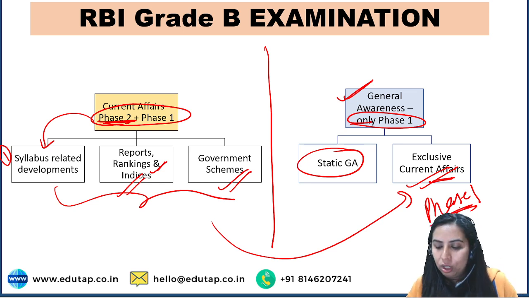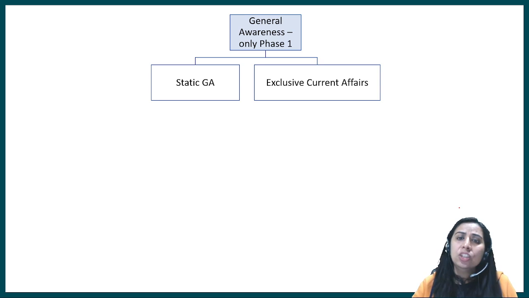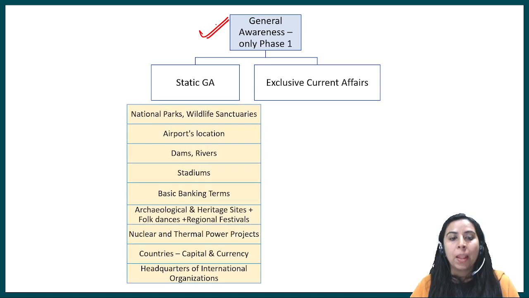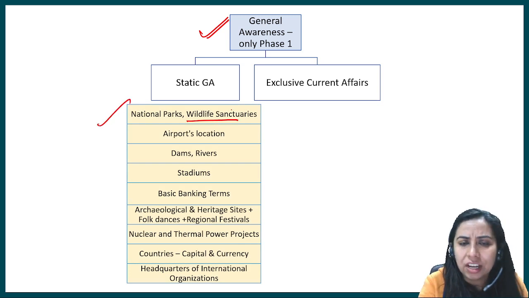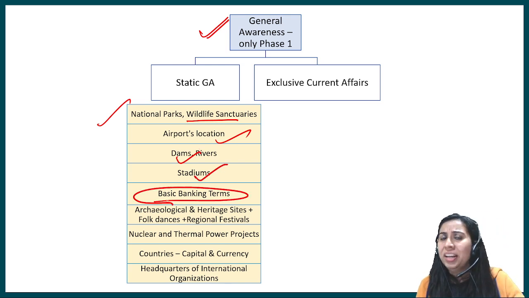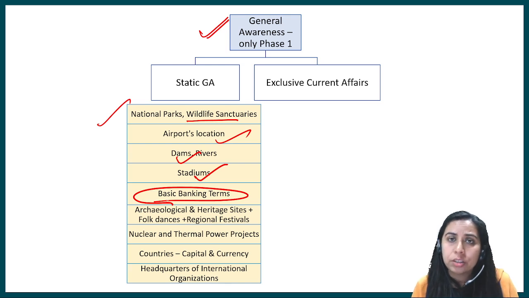Now I'll tell you a little more detail. Let's talk about your exclusive GA only, so that it's covered once and for all and you don't worry about it. So guys, we'll see static GA and exclusive current affairs. Static GA has topics like national parks, wildlife sanctuaries, basically their locations, location of airports, dams and rivers, stadiums, basic banking terms. Like, you read your finance, you read your ESI. So the basic terms that are there, monetary policy, like what is it? The question can be there.